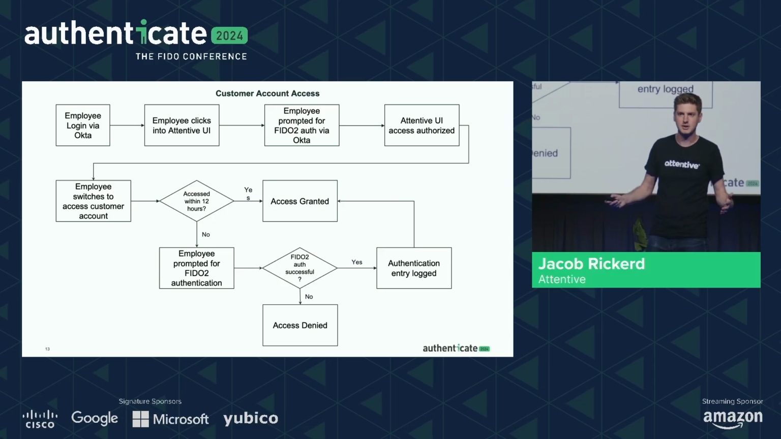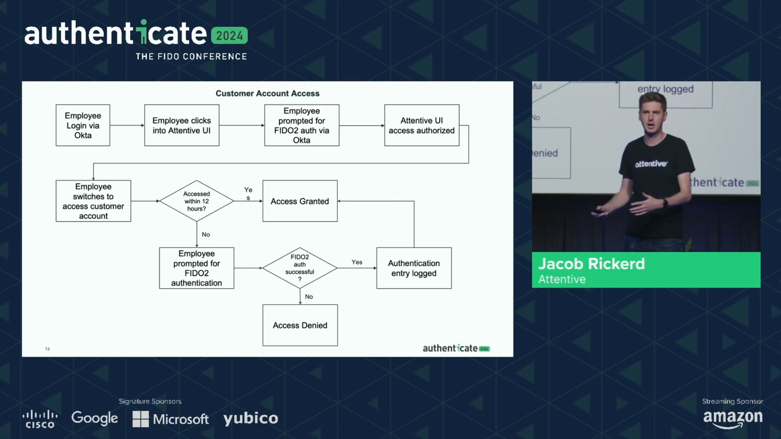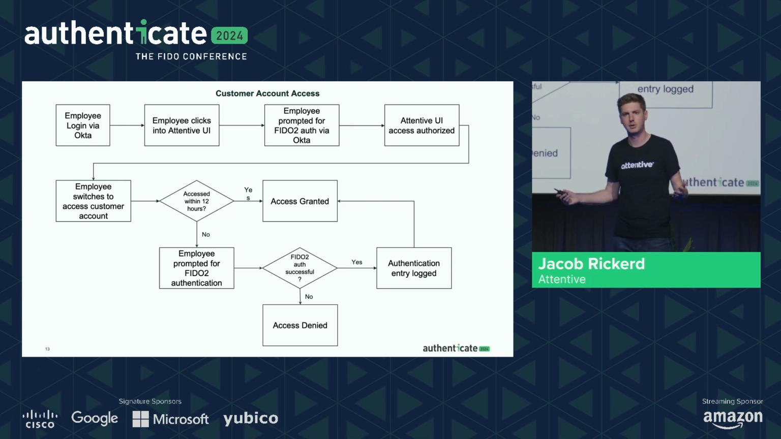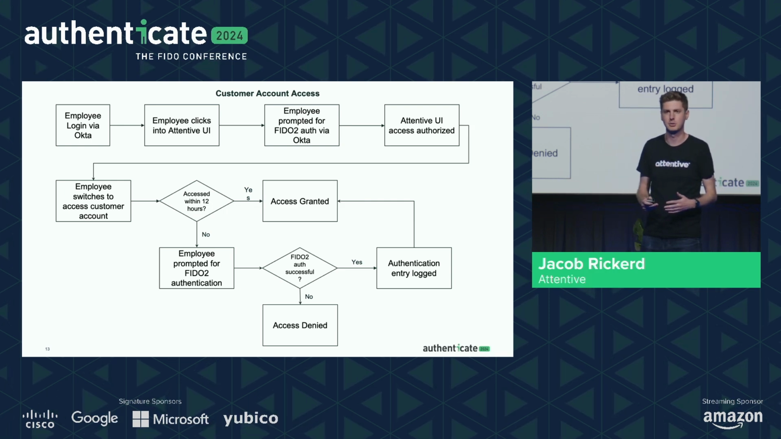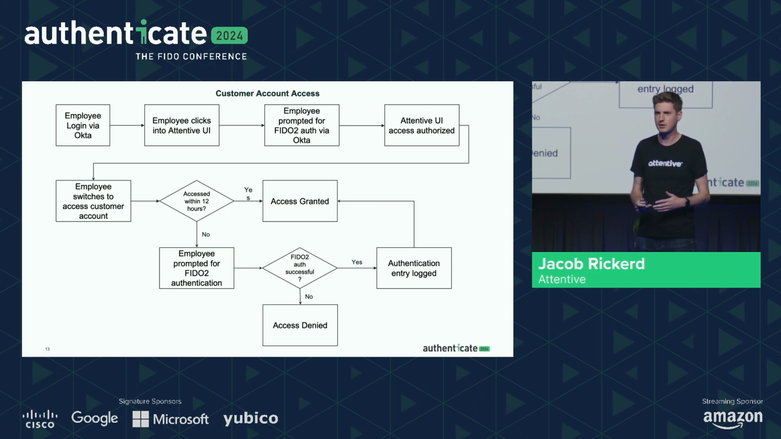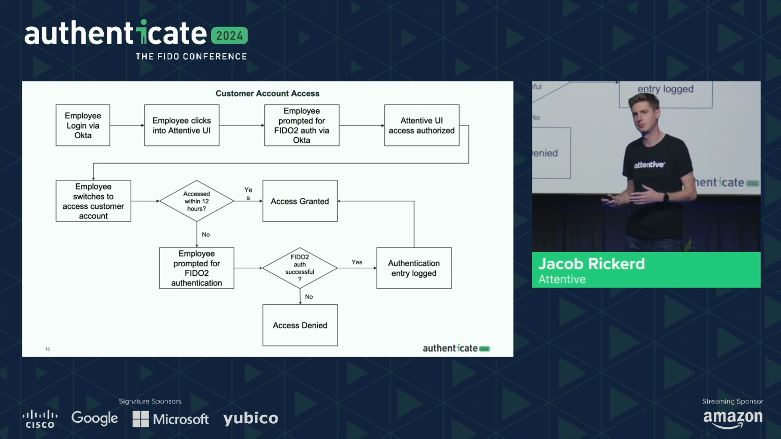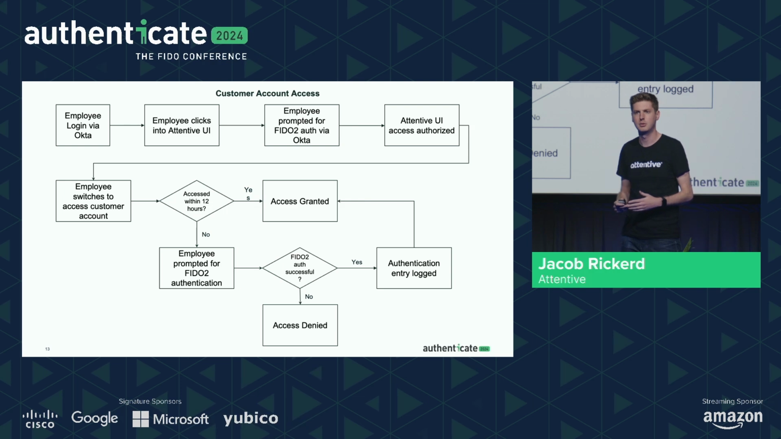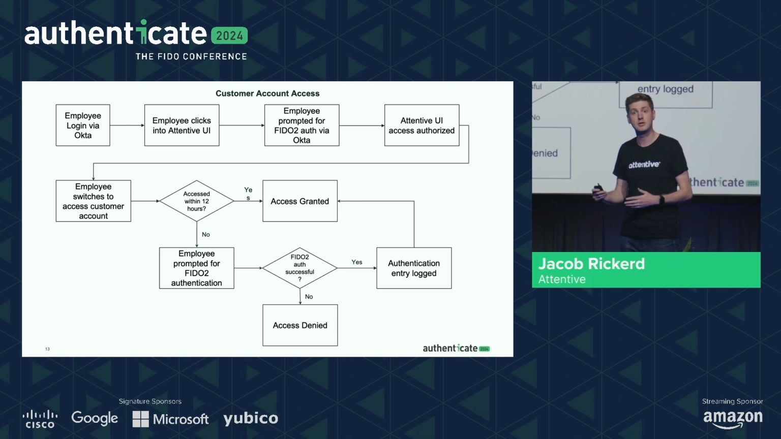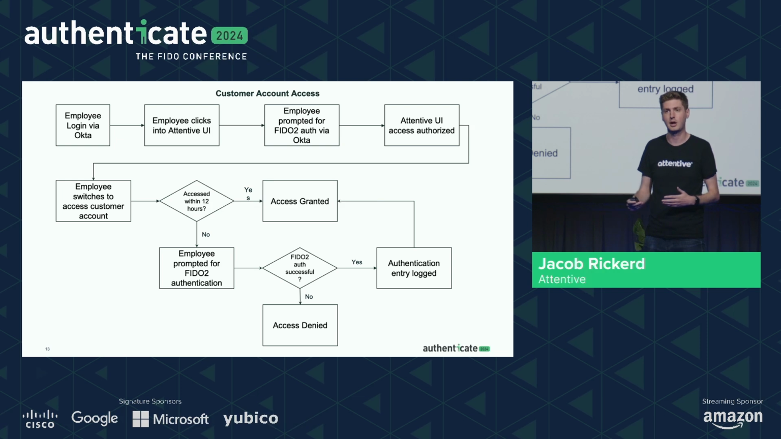So if I'm a CSM and I want to access one of our customer accounts because I just got a ticket and I need to take some action, I'm going to start by going to Okta, like I would to access any application, and select the Attentive UI chiclet. From here, it's going to prompt them for their first FIDO2-based auth, which on success, they're going to be able to access our UI.